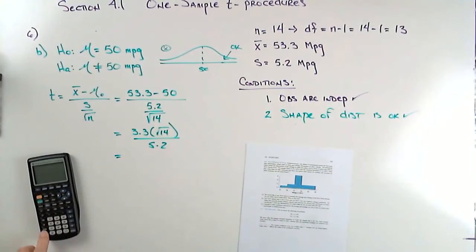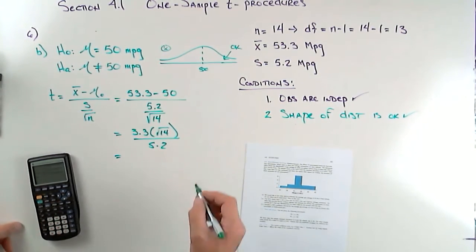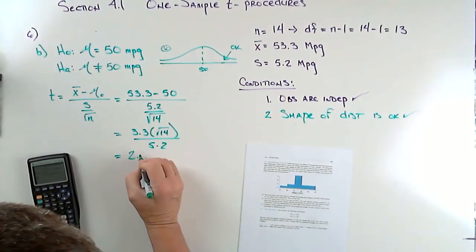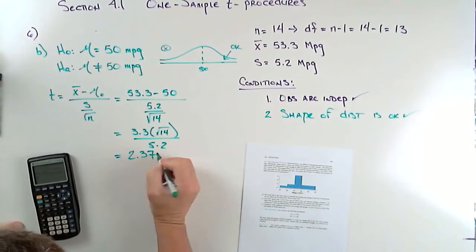I brought a calculator here. So my batteries are low. They recommend I change them. So I'm going to get 3.3 times the square root of 14 divided by 5.2, and we get a t statistic of 2.37.